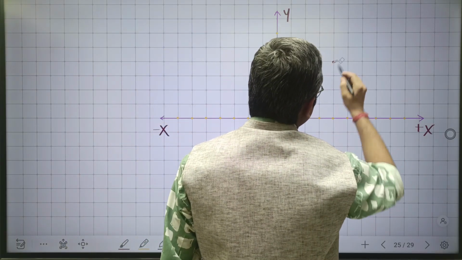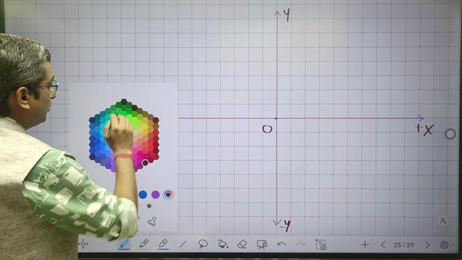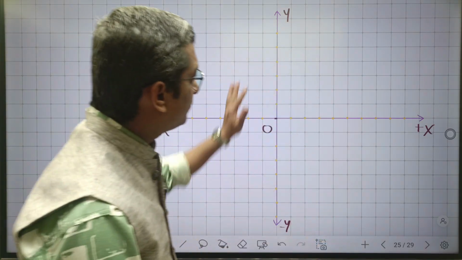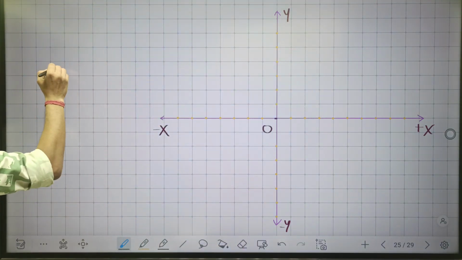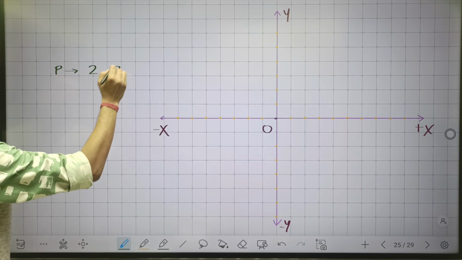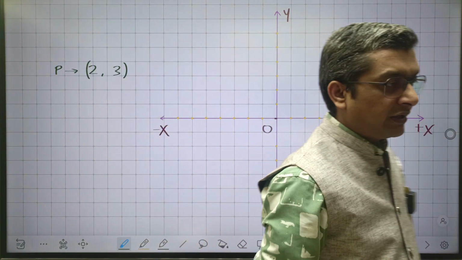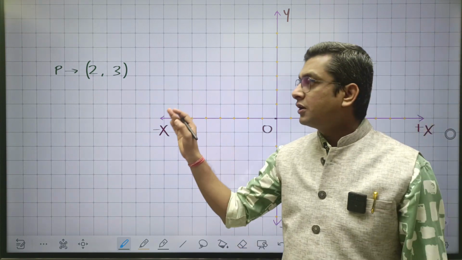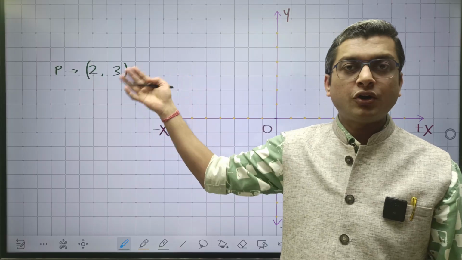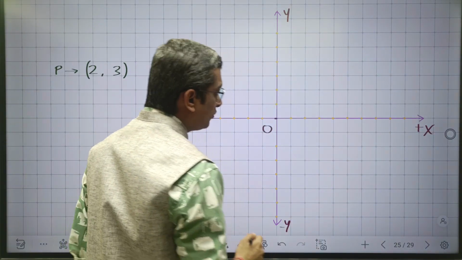So first, let us learn how you can locate the position of any particle or any point which is in a plane. Suppose the coordinates of a point P are 2, comma 3. So this 2 corresponds to the x-axis and 3 corresponds to the y-axis. And if there is one more axis, that is the z-axis, then we will have one more number after 3. We will look at that as well. So first we have to locate point P. How can we locate point P?